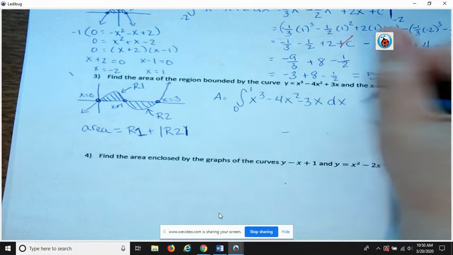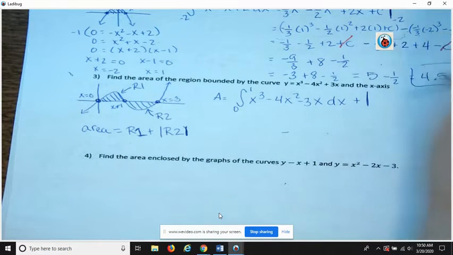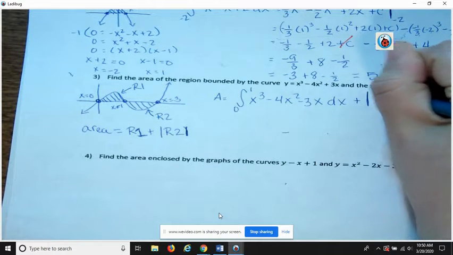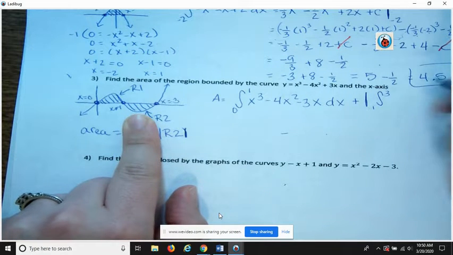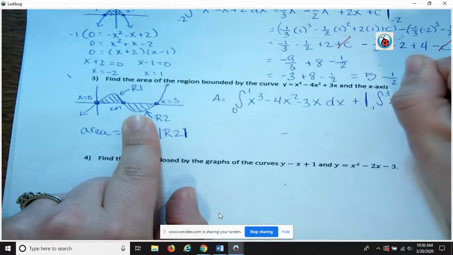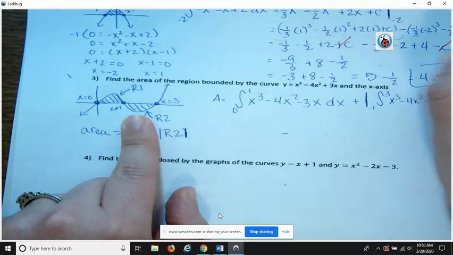8 should give us 16. Then we're going to take the absolute value of the integral of the next function, negative 16, which is from 1 to 3. Which is exactly what we got on our calculator. Okay, so that's super great.